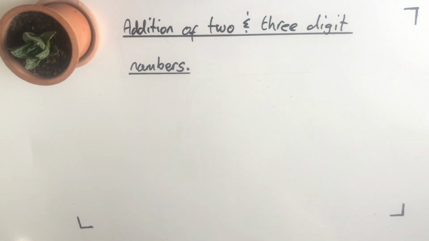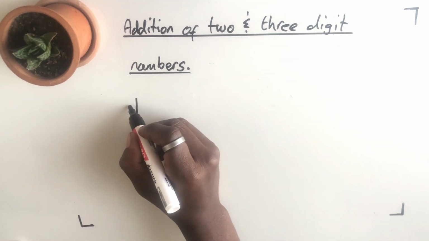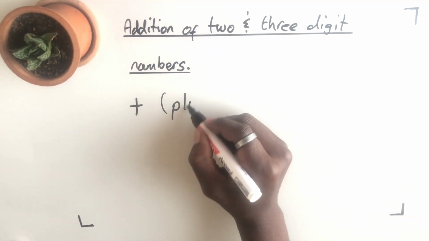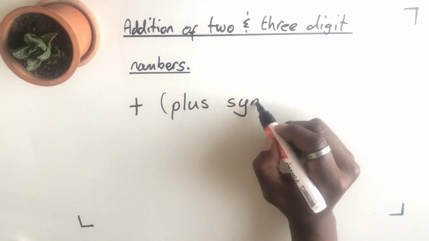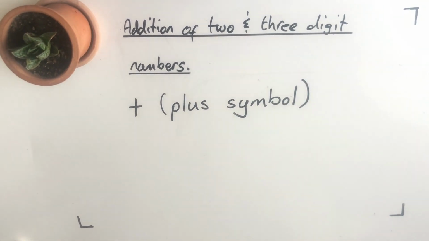And when we are adding, we use a particular symbol, and this is the symbol we use. This is called the plus symbol. Okay? This is called the plus symbol. Now, let's take a look at what I mean by sums and adding two numbers together.